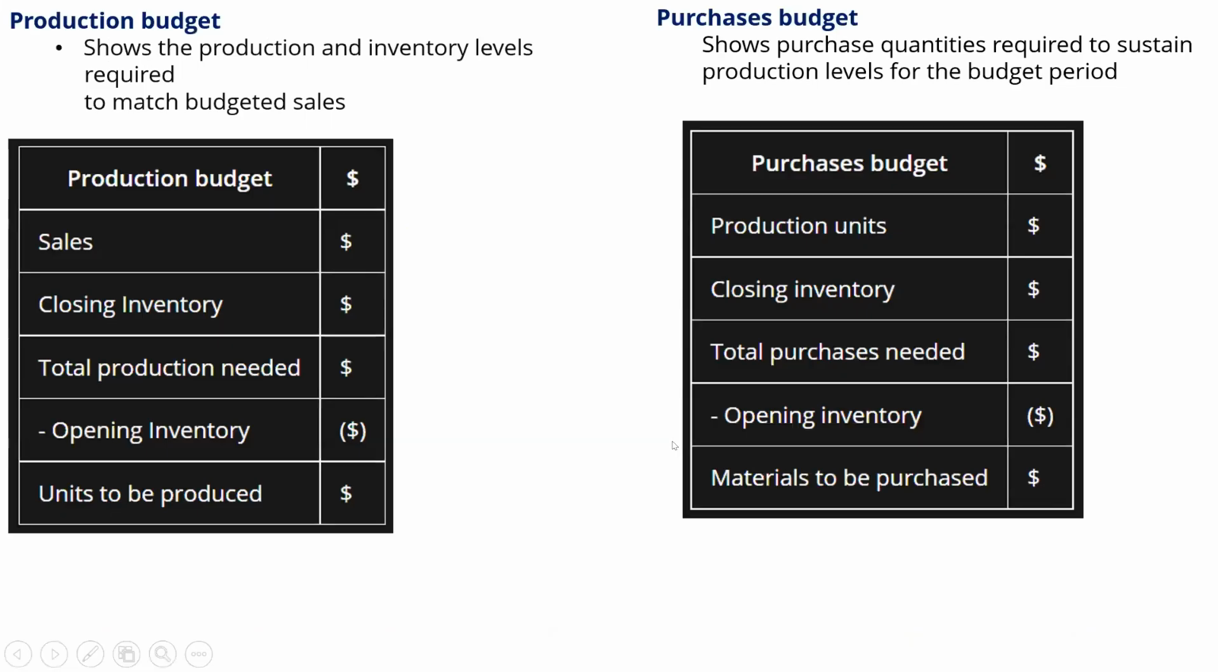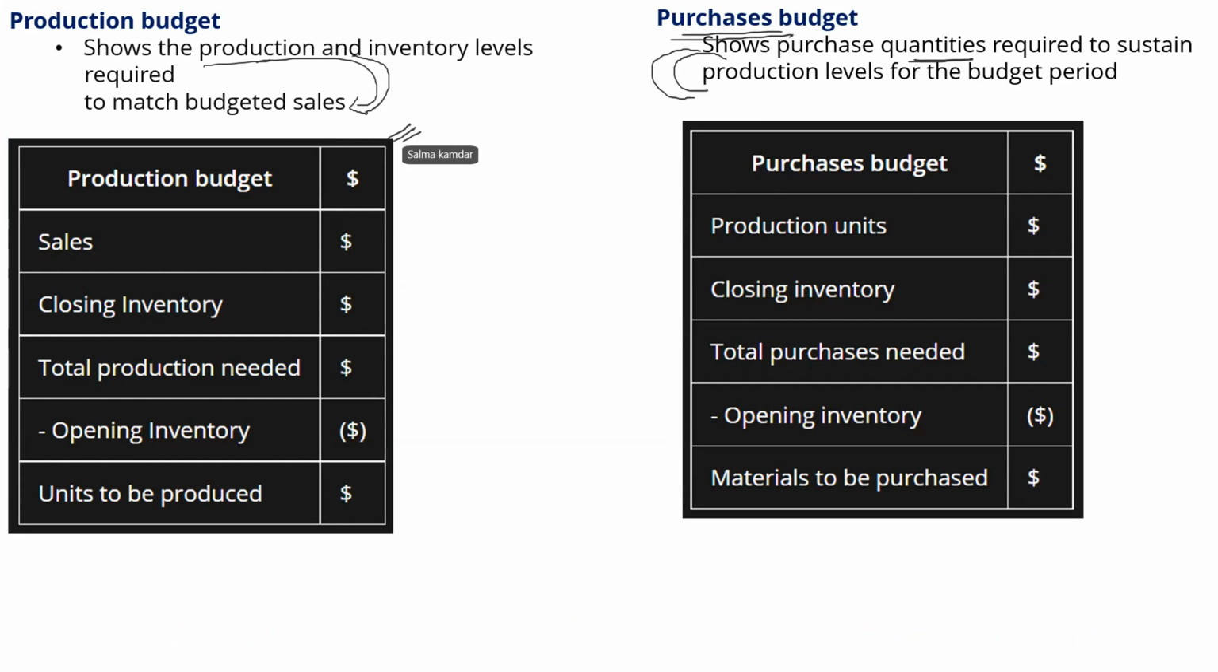Can you give the format of the production budget and tell me what it shows? The production budget shows how many units are required to be produced to match the budget sales. What does the purchase budget show? It shows how many materials are to be purchased to meet the production level.